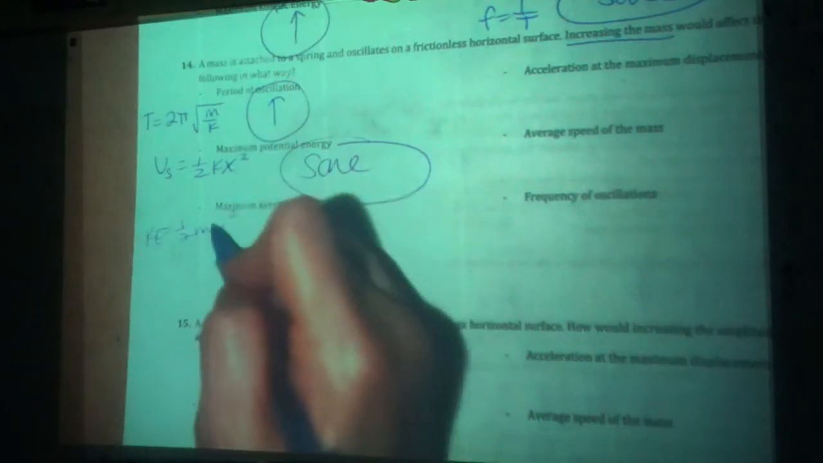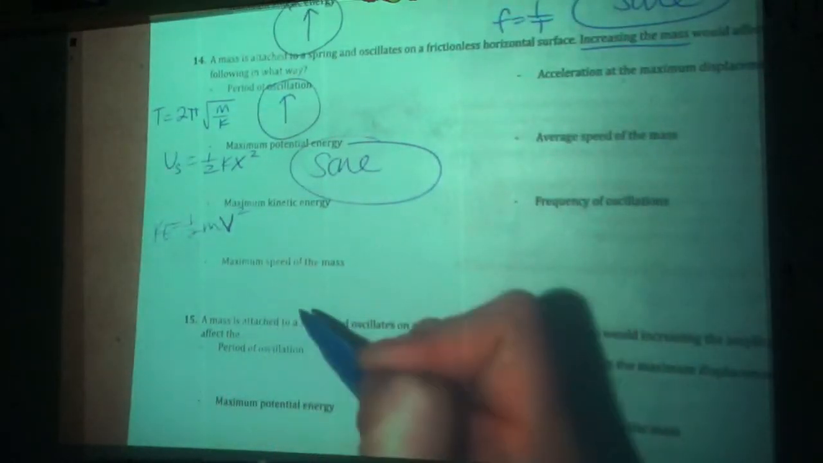You can say m increases, so kinetic energy increases, only if v stayed the same. And we don't know that the velocity stayed the same. In fact, I'm actually looking in the next question to see if velocity stayed the same. So we have to be careful here. So we think about, okay, where did this kinetic energy come from? It came from the potential energy we started with. We're starting with the same potential energy as before, so we'll have the same kinetic energy as before.